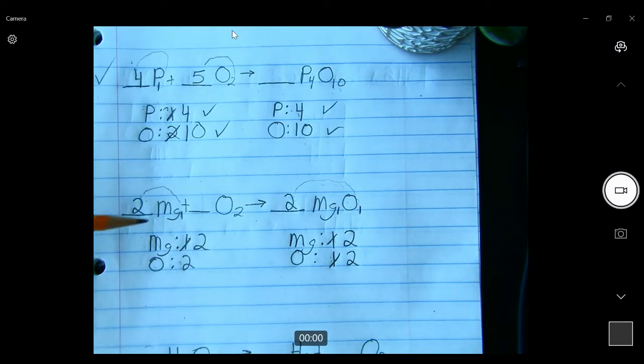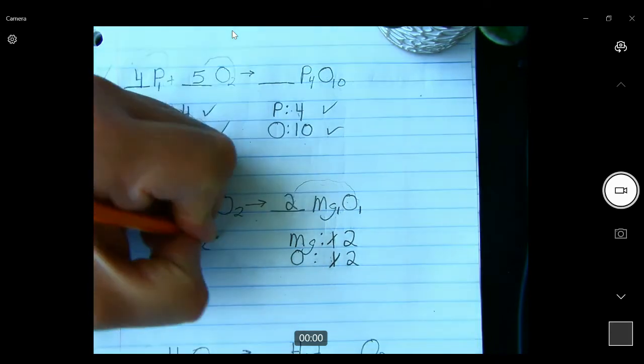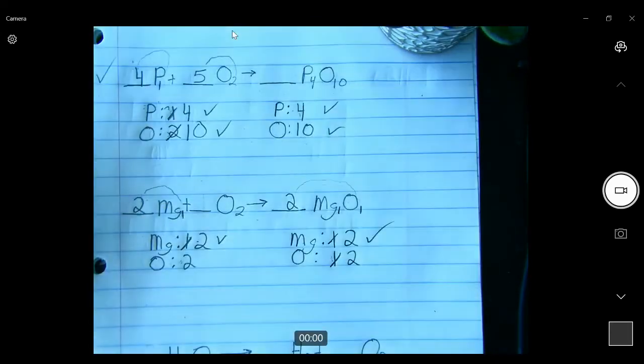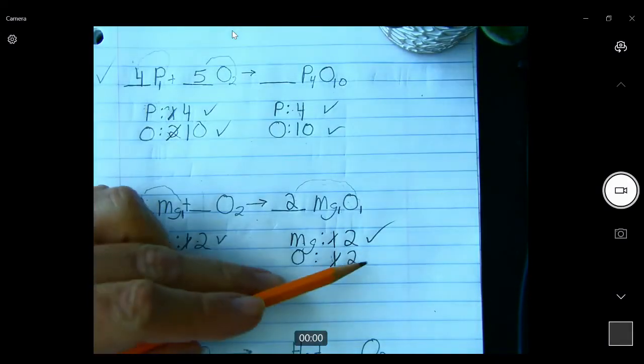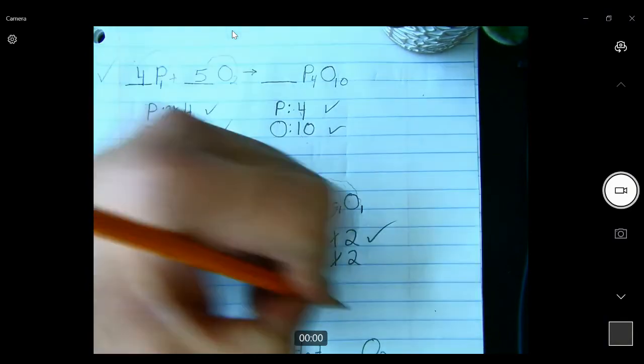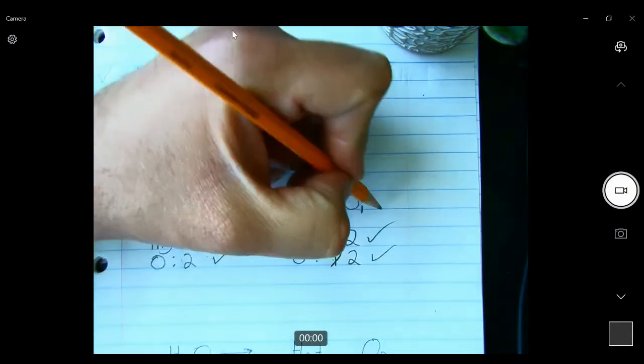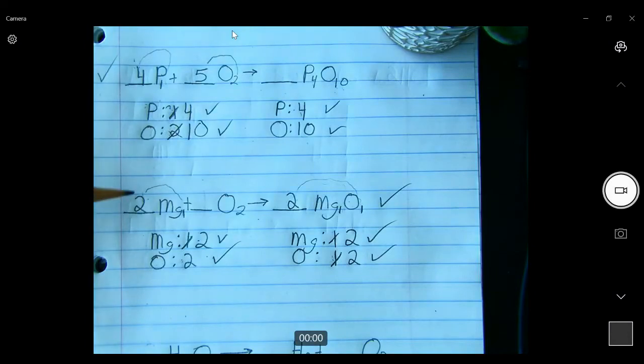So now you see that the magnesium, 2 on the reactant, 2 on the product. So 2 and 2, check. Oxygen, 2 and 2, check. So this problem right here is now balanced, right? You just had to add a coefficient here, and now this makes it balanced.